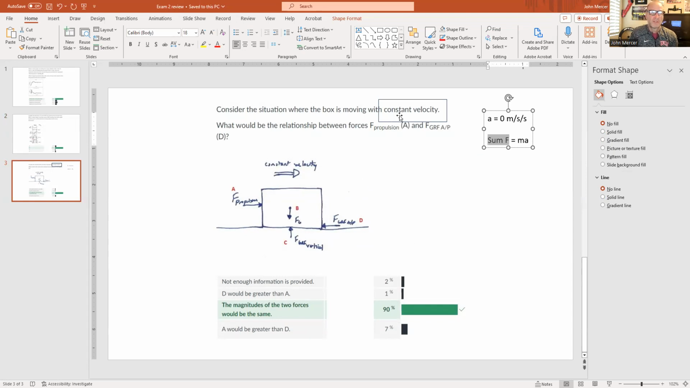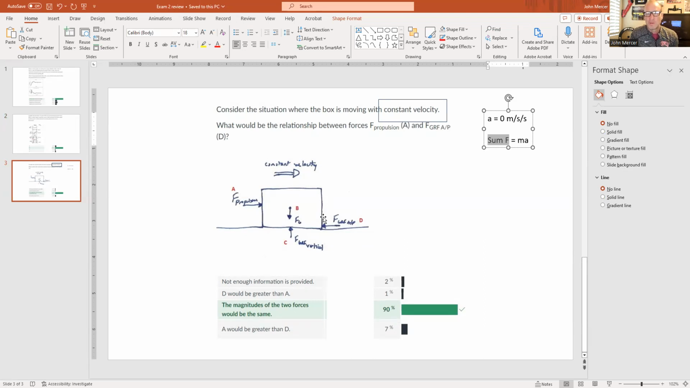So when we're dealing with horizontal velocity as being constant, acceleration will be 0. That means the horizontal forces all need to add up to 0. And the only two horizontal forces are A and D. Therefore, they're acting opposite direction. Therefore, the magnitudes need to be the same so that they add up to 0. Now, they don't always add up to 0. If the object is speeding up or slowing down, then these two forces will have different magnitudes.